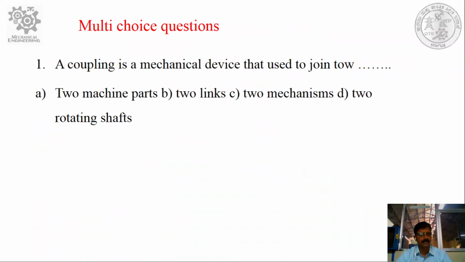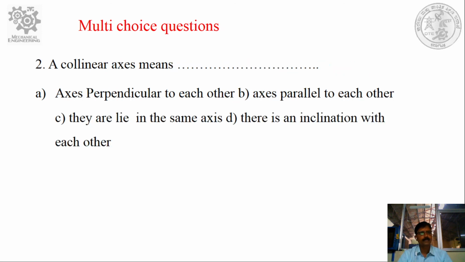Multiple choice questions. First question: a coupling is a mechanical device that is used to join two. The choices are two machine parts, two links, two machine mechanisms, or two rotating shafts. The coupling is a mechanical device that is used to join two rotating shafts. Next, move to the next one.